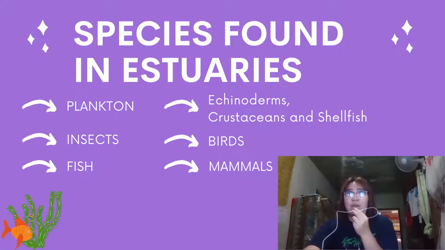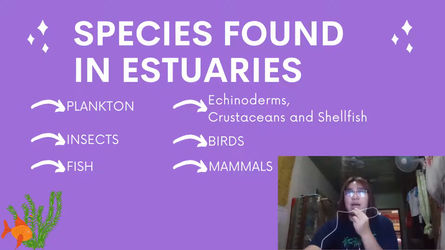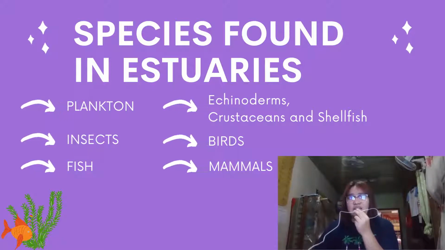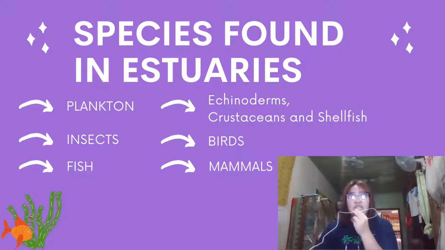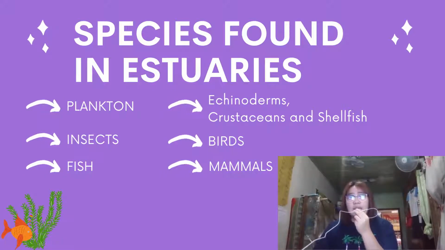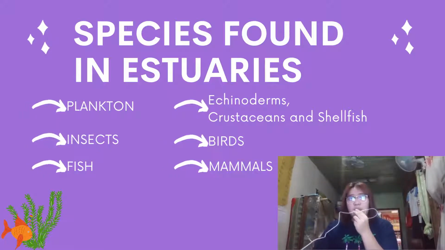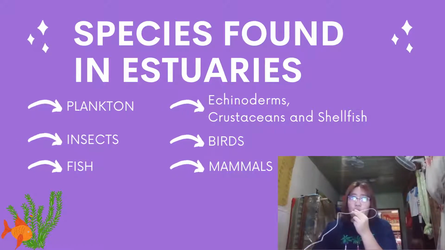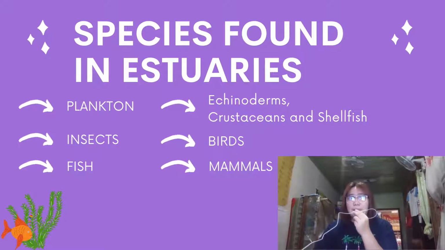The species found in estuaries, the first one is the plankton. The plankton is a single-cell organism that lives in water and cannot move itself. Jellyfish, for example, is a plankton. A plankton is typically very small or microscopic.